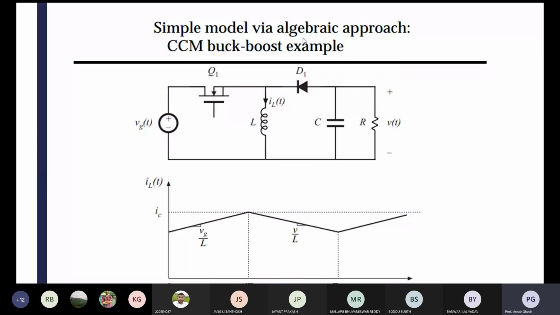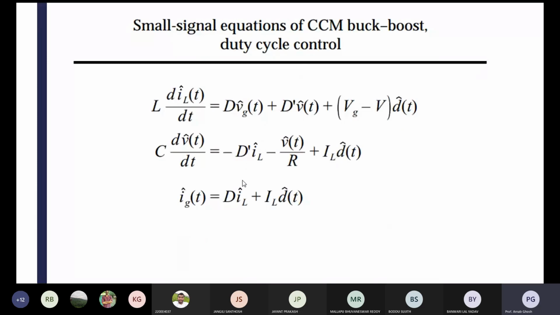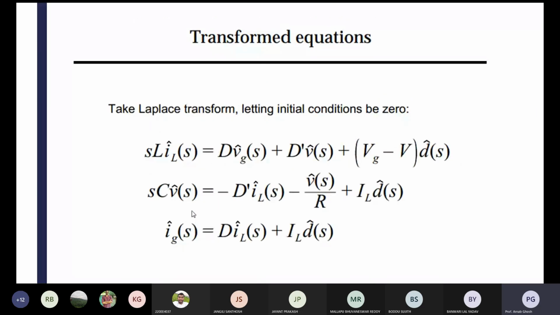And the simple model via the algebraic approach. All the calculation I last discussed was basically the algebraic approach. The CCM buck boost converter, the continuous conduction model, the structures are given. Here you know that it is peak current mode control, no? Ramp up, then ramp down, after the switching period it will be on again. So the slopes are given, the slope for the switch on period. You know the CCM buck boost duty cycle control equations that I have already discussed: the inductor voltage expression, capacitor current, and input current expressions. Now we can do the Laplace transformation, so we'll get the frequency domain value.